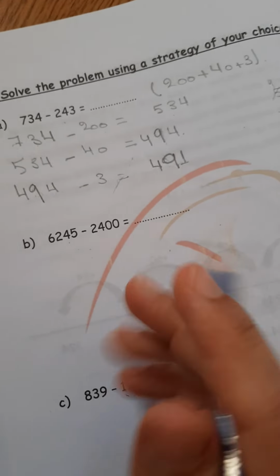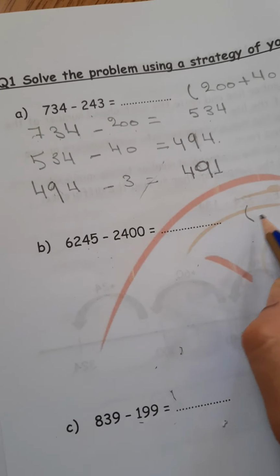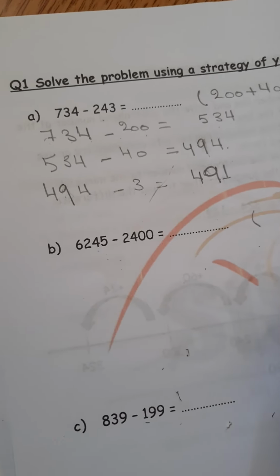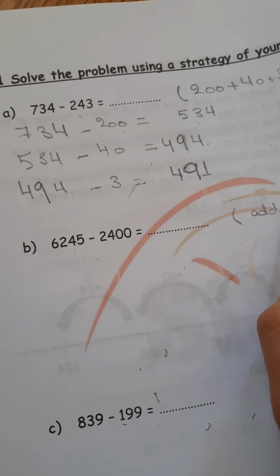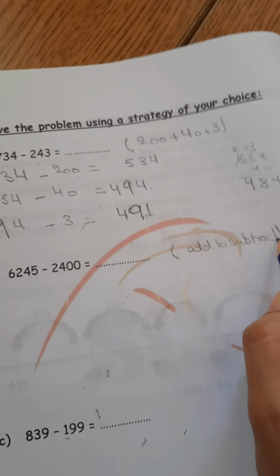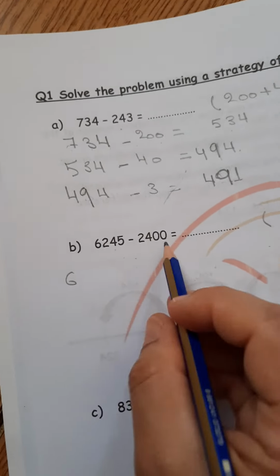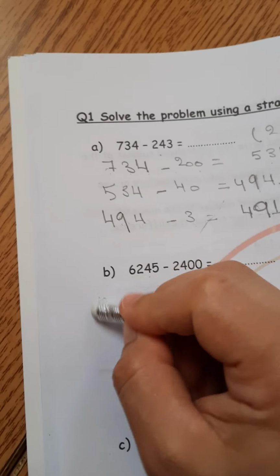Okay, here which strategy am I going to use? Add to subtract. I will use this strategy, add to subtract. How can I add to subtract? I will look for the least number. I will pick the least number. Which is the least number?